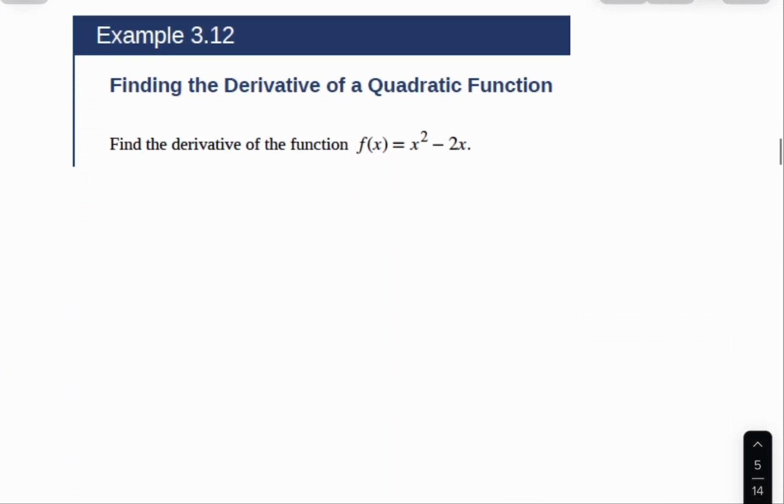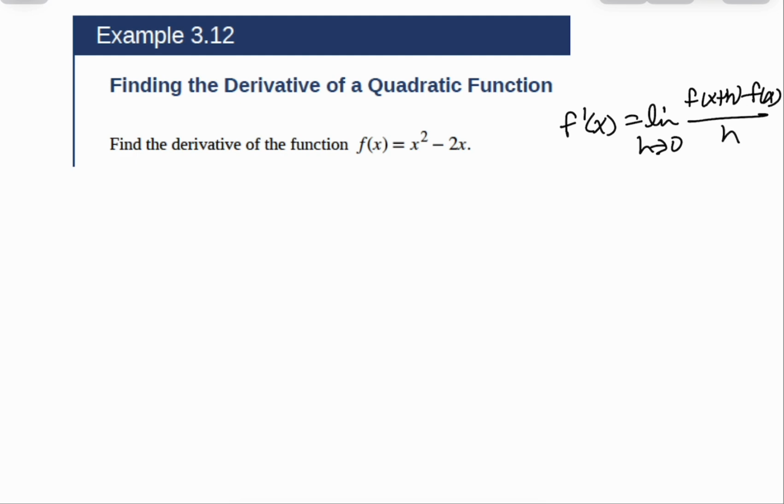Let's look at this one. So let's write down our formula. The derivative is the limit as h approaches 0 of f of x plus h minus f of x all over h. So let's do f of x plus h right here. So remember, that's going to be x plus h squared minus 2 times x plus h. We have a lot of math that we need to do to make that work.